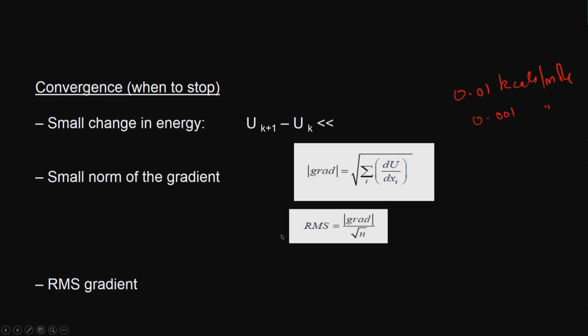Or you do the RMS gradient, that means you take the gradient, take the square root of n, and that is called the RMS gradient, and then you say if it is smaller than 0.01, enough is enough, we will stop. Okay, these are the different approaches by which you stop the search for the minimum energy conformation.